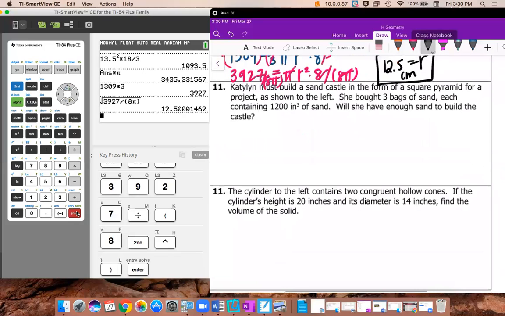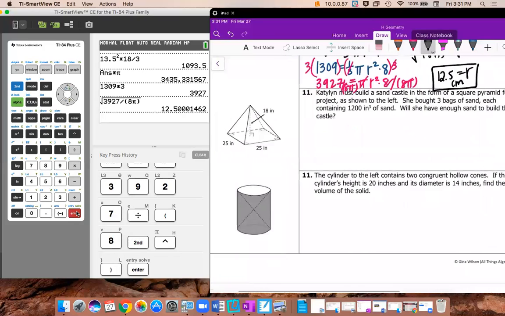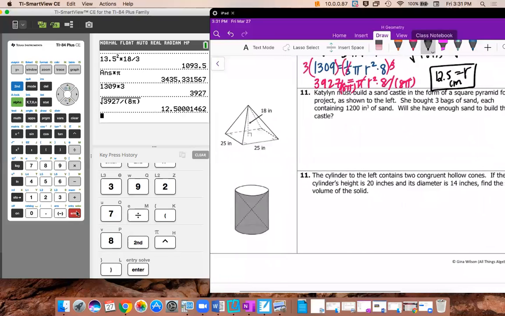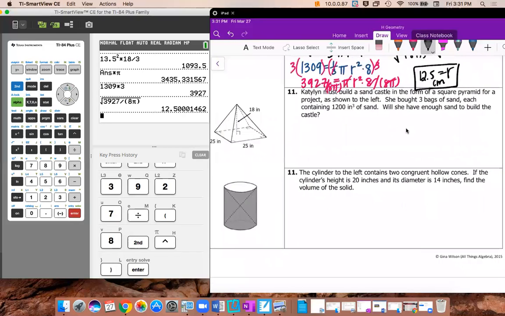Okay, so next one, it says Caitlin must build a sandcastle in the form of a square pyramid for a project as shown to the left. Okay, so we've got an image over here. So Caitlin's going to build a square pyramid sandcastle that looks like this right here. So it says she bought 3 bags of sand, each containing 1,200 cubic inches of sand. Will she have enough to build the castle?